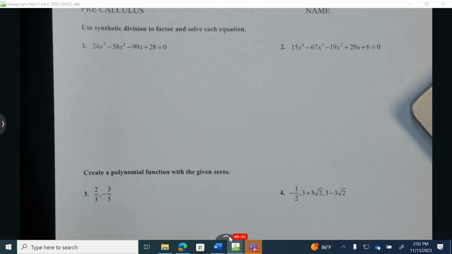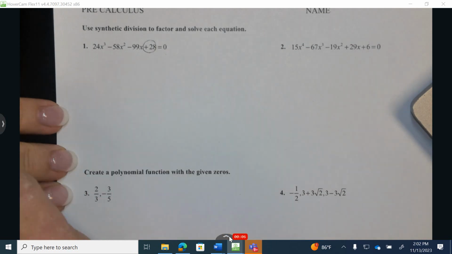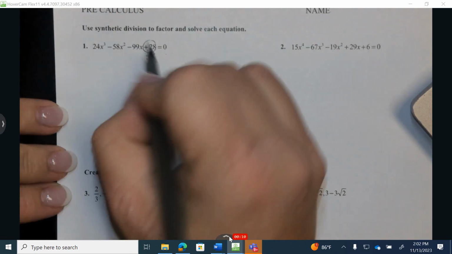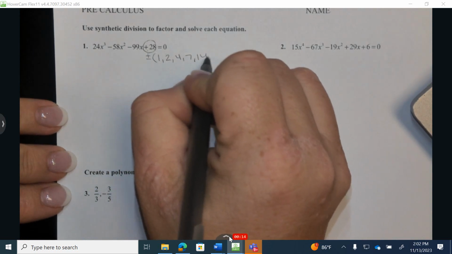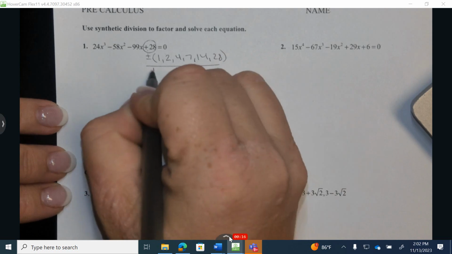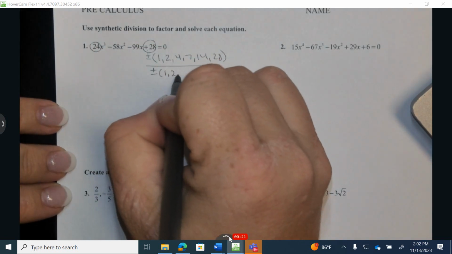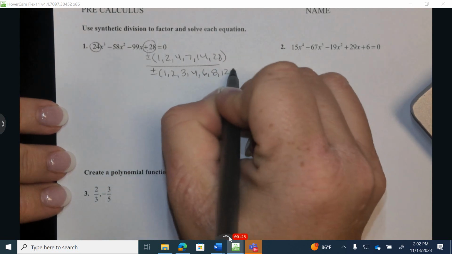Use synthetic division to factor and solve the equation. So remember, when we think about all of our choices, we first would list all of the factors of the constant back. In this case, it'd be 1, 2, 4, 7, 14, and 28, divided by all of the factors of the leading coefficient: 1, 2, 3, 4, 6, 8, 12, and 24.